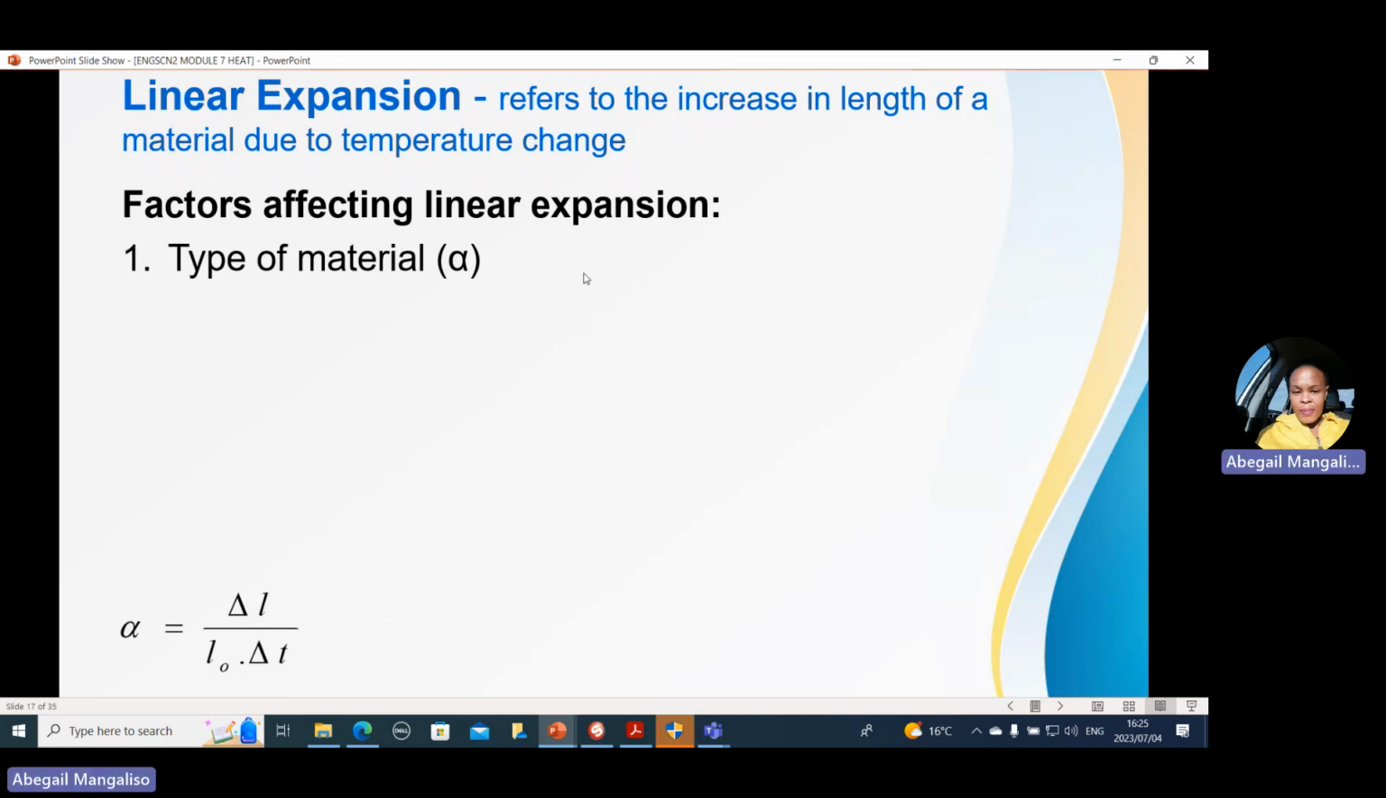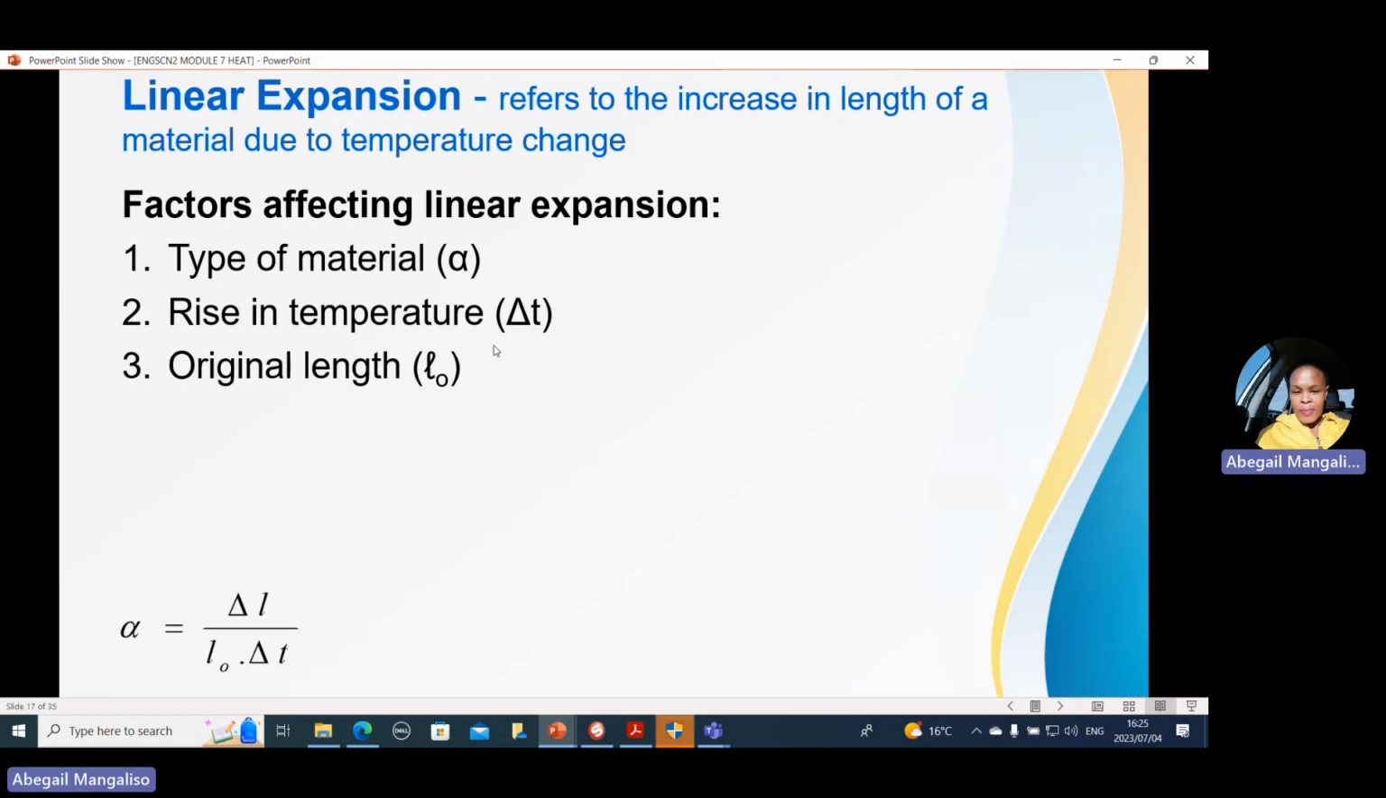The second factor is the rise in temperature. Rise in temperature is delta T, the same symbol we're using in heat of a substance. Number three, the last factor is the original length, which is LO. So it depends on these three factors. These three factors affect the increase.